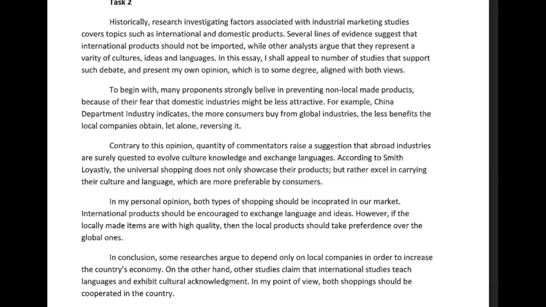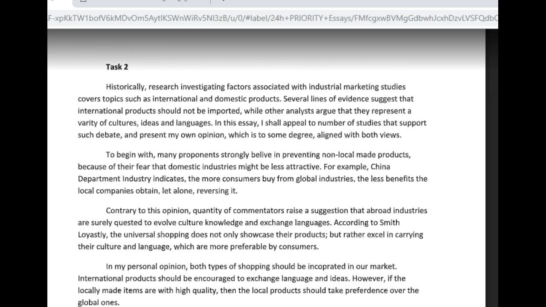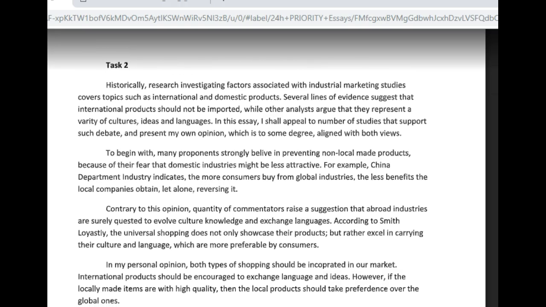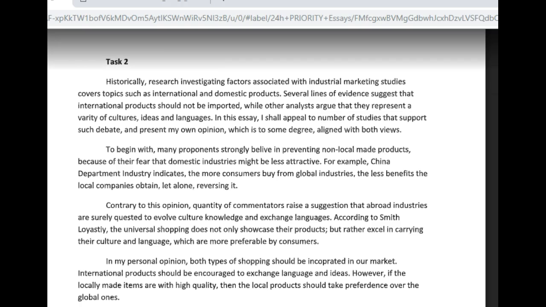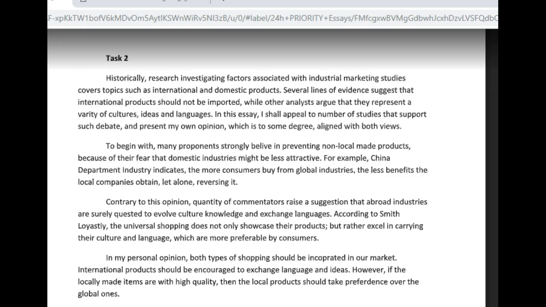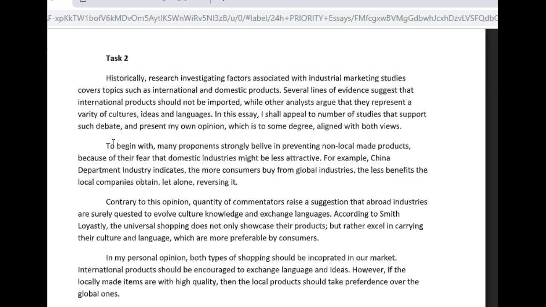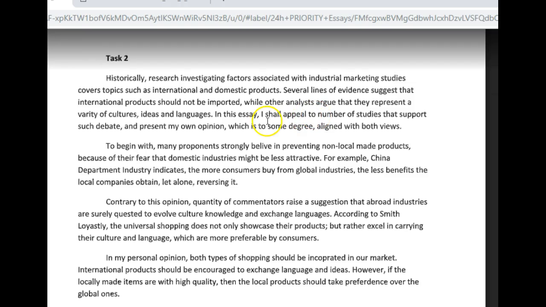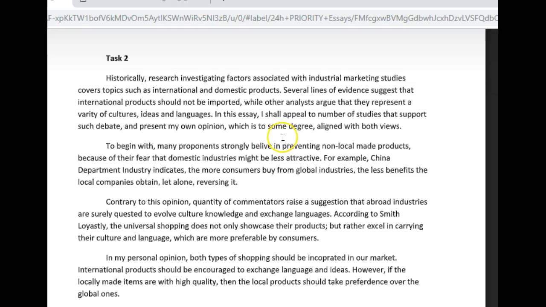Okay, let's move on to your task 2. Historically, research investigating factors associated with industrial marketing studies covers topics such as international and domestic products. Several lines of evidence suggest that international products should not be imported, while other analysts argue they represent a variety, careful with your typing, a variety of cultures, ideas, and languages. In this essay, I shall appeal to a number of studies that support such debate and present my own opinion, which is to some degree aligned with both views.